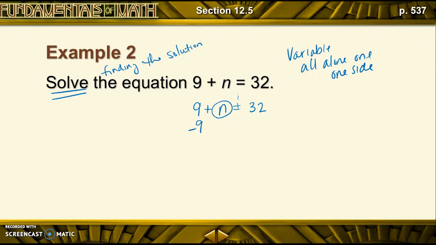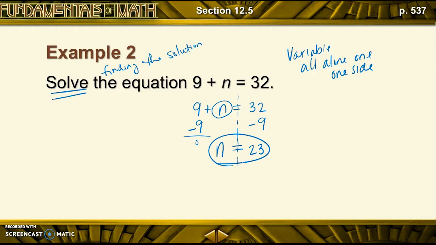I also like to draw a dotted line until we get used to this, so you can see where your equal sign is, see where your equation is divided up. So we have 9 minus 9. That means we have to also subtract 9 on the right-hand side. Now, 9 minus 9 gives us 0, and then we have our n left. So now we have n equals 32 minus 9, which is 23. And that gives us the solution for n.